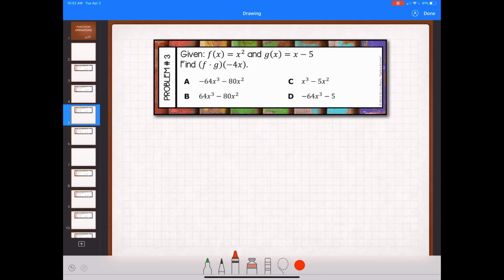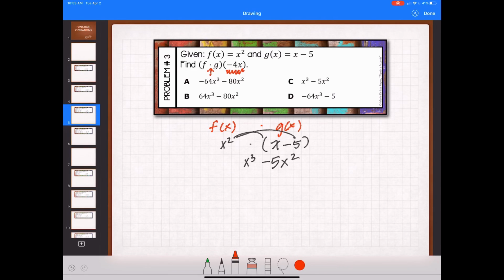All right, next problem. This one says we're going to multiply. So we're doing the operation first. So we're going to take f of x and we're going to multiply it to g of x. F of x is x squared. We're going to multiply it to the entire g of x, which is x minus 5. So I'm going to put parentheses around that. So now I'm going to simplify it. So that gives me x squared times x is x cubed. X squared times negative 5 is negative 5x squared. Can't simplify anymore, so now I am ready to do my input.